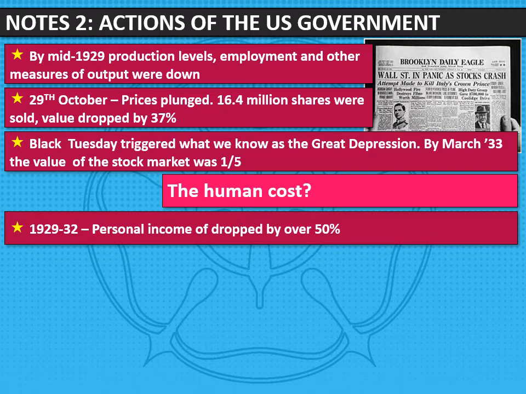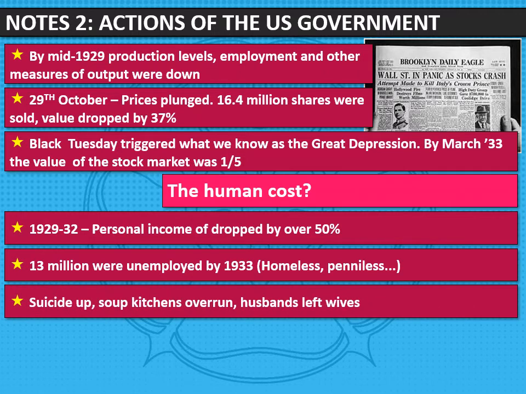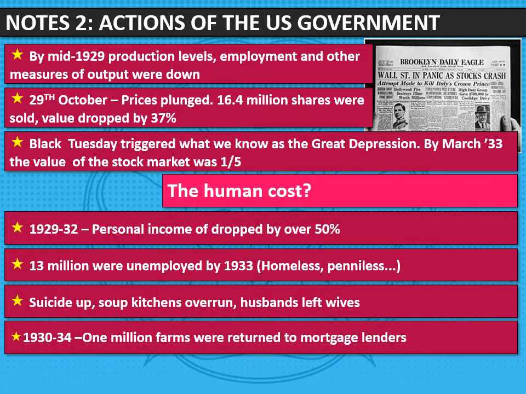In human terms, this is tragic. Between 29 and 32, personal income drops by over 50%. It leaves 13 million people unemployed, and so there's homelessness and pennilessness. Suicides rise, soup kitchens become overrun, families break up through the economic financial pressure placed on them. This affects those in the cities, but those in rural areas as well, as 1 million farms have to be returned to mortgage lenders in the early 1930s.